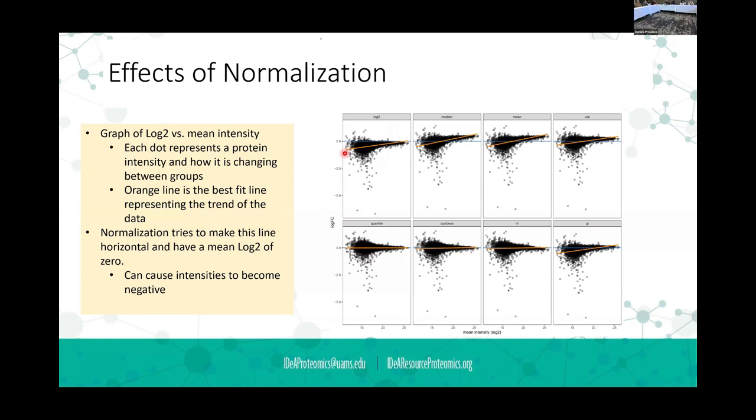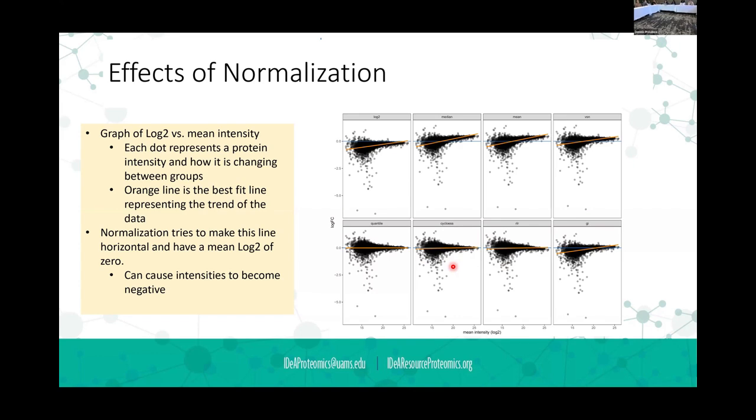That causes a lot of consternation in people because they say, I can't publish that. What does the negative value mean? So some people opt to just say, I'm not going to normalize at all. Choosing a normalization based upon this, you can see that the cyclic loess does a pretty good job here.